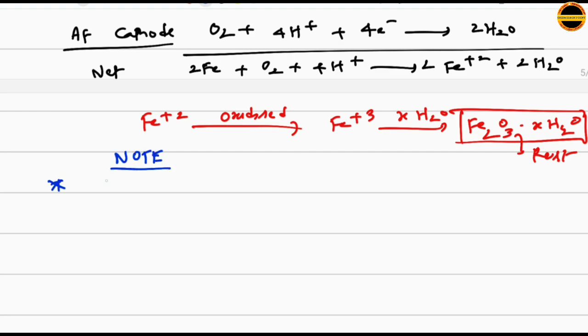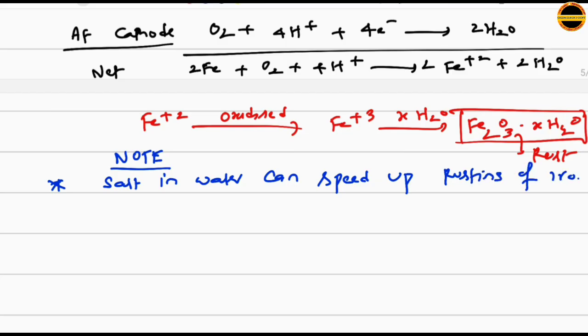Remember, saline water, or you can say salt in water, can speed up rusting of iron. Very important statement. The reason for this: saline water shows a higher rate of rusting because salt increases the conductivity of water.